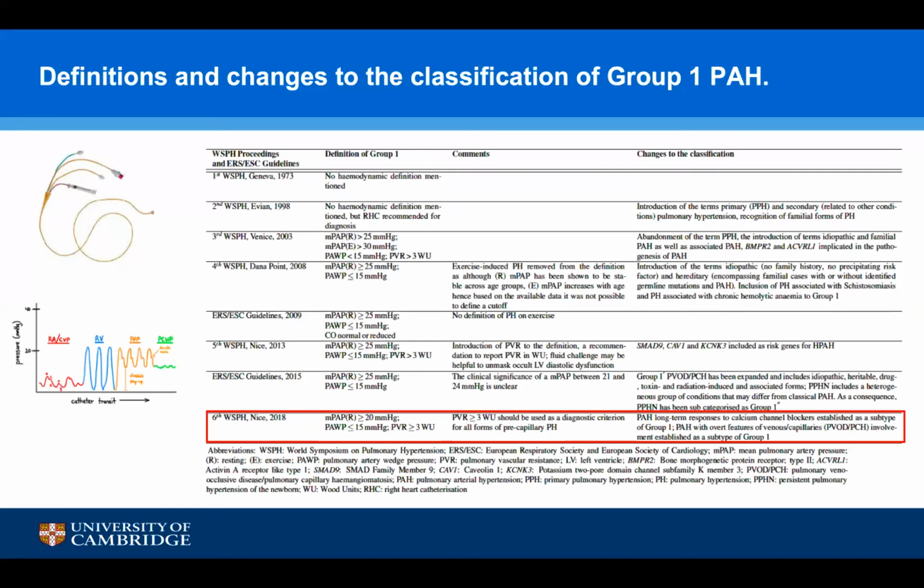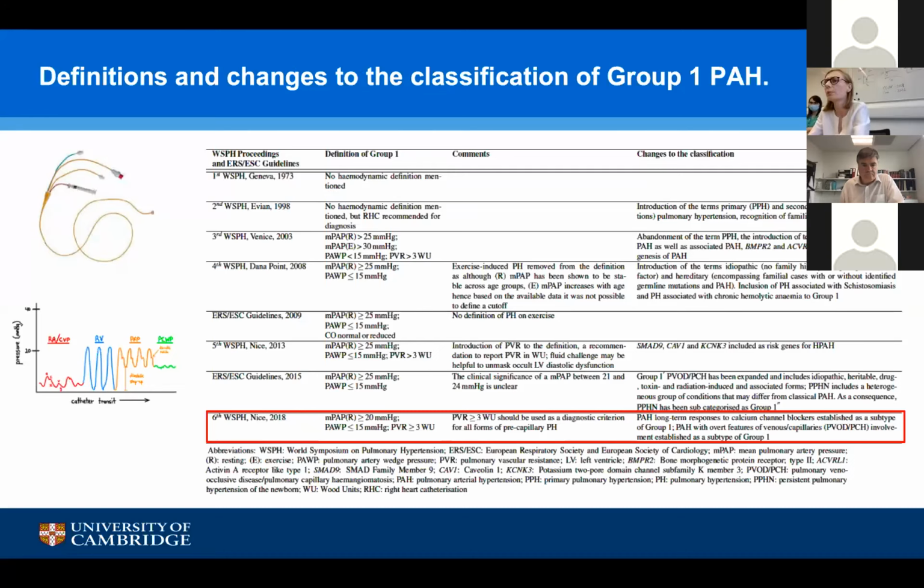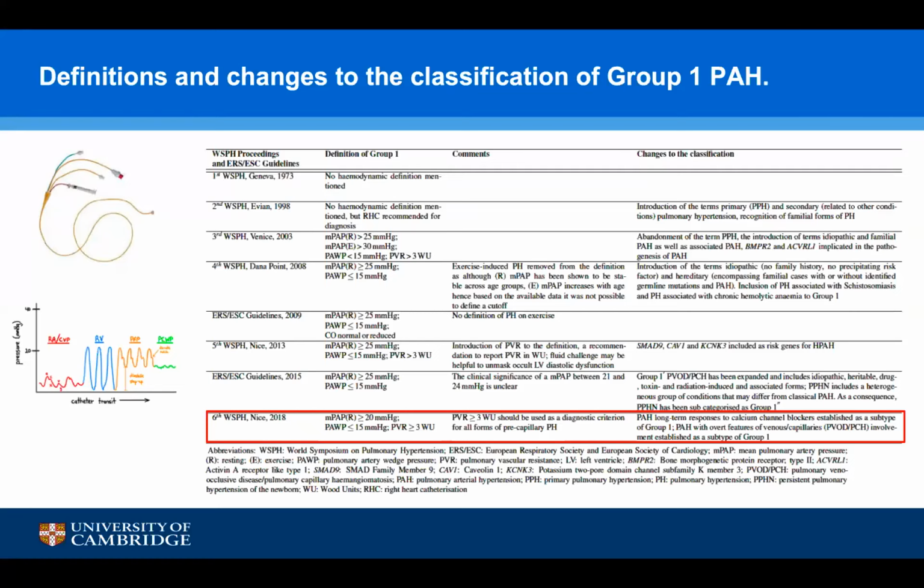Recent data showed that this cutoff should actually be slightly lower, at 20 millimeters of mercury, as the studies show that under normal circumstances, mean pulmonary artery pressure is around 14 millimeters of mercury, plus or minus 3 millimeters of mercury, which gives us the upper limit of normal at the level of 20.